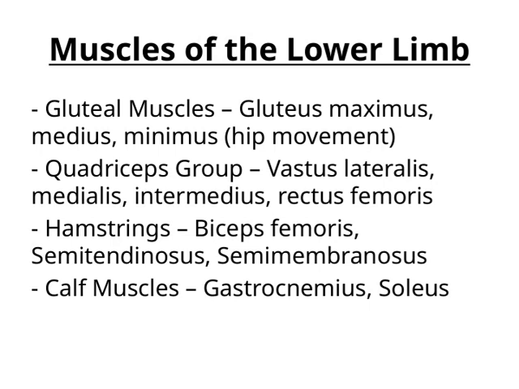Let's take a closer look at the muscles of the lower limb, starting with the gluteal muscles. These include the gluteus maximus, medius, and minimus, and they play a crucial role in hip movement. The gluteus maximus is the largest and most powerful, responsible for extending and outwardly rotating the hip. The medius and minimus are smaller but essential for stabilizing the pelvis during walking and other movements.